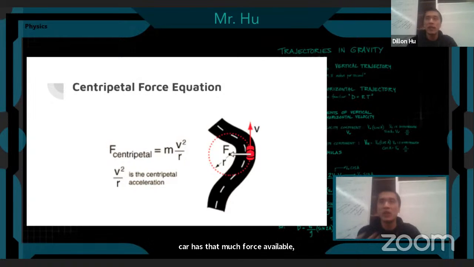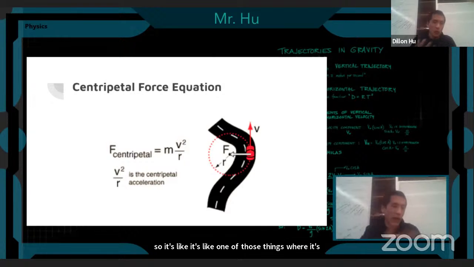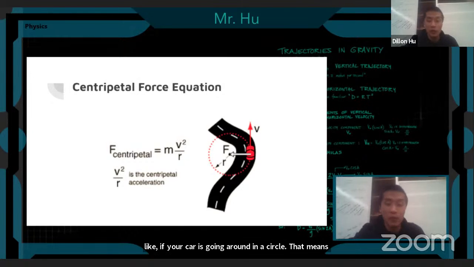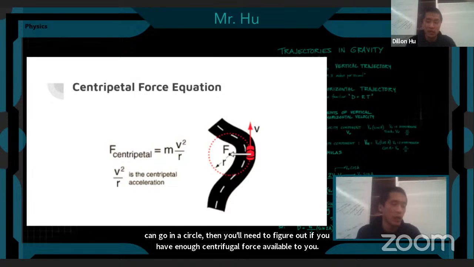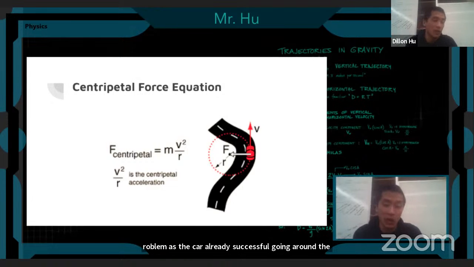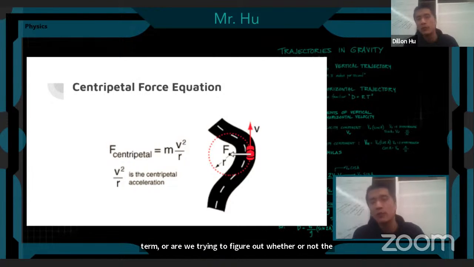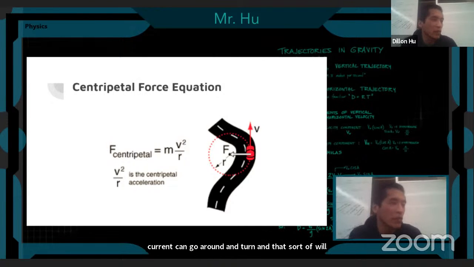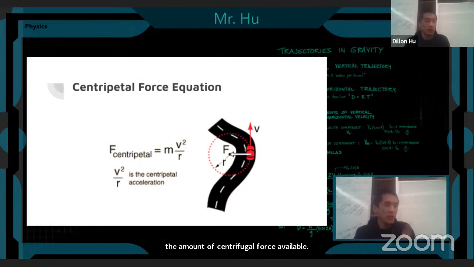It's like, if your car is going around in a circle, then it means you have the amount of centripetal force you need. If you're trying to figure out whether or not your car can go in a circle, then you'll need to figure out if you have enough centripetal force available to you. So it's a little bit of the context of the problem. Has the car already successfully gone around the turn? Or are you trying to figure out whether or not the car can go around the turn? That will give you some things to think about in terms of figuring out the amount of centripetal force available. But the base idea is you need to have this much force to make the car go around a circle. If you don't have enough centripetal force, it won't be able to go around in the circle.